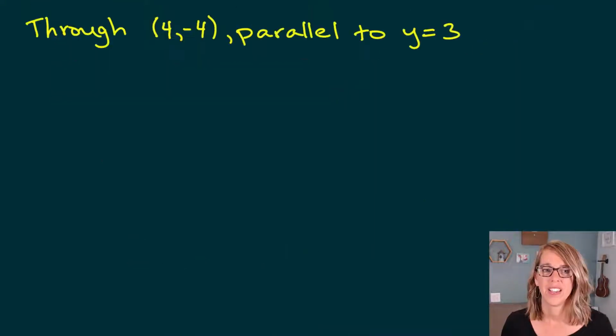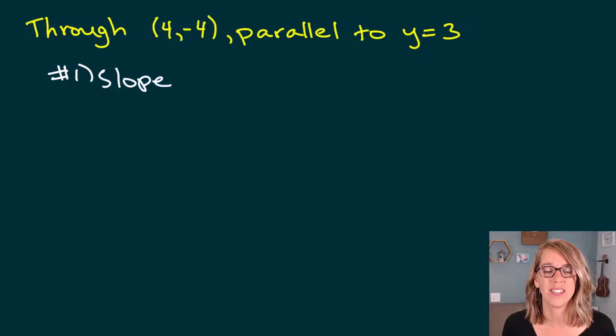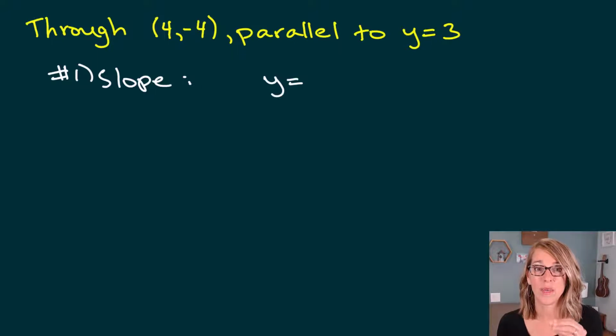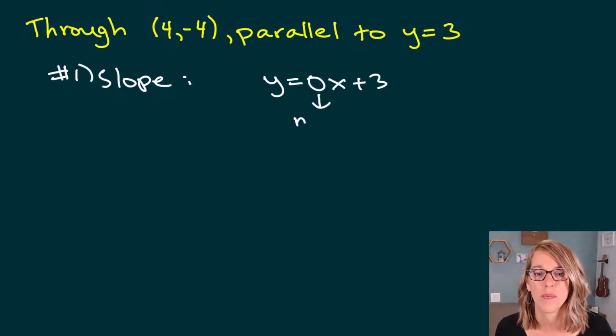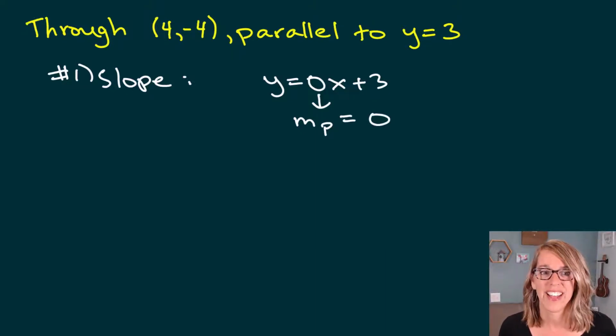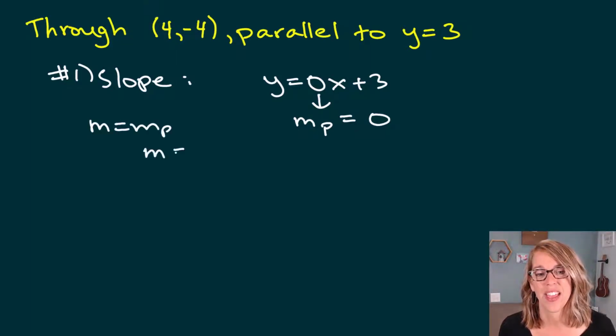Let's do another one. In this next one, we need our line to go through 4, negative 4 and be parallel to y equals 3. So I'm going to go through my two-step process. The very first thing that I need is my slope. As I'm looking at this y equals 3, I want to rethink this as slope-intercept form. Well, I've got zero x's, so I can think of it as 0x plus 3. This tells me my parallel slope, m parallel, is equal to 0. Slope for parallel lines is so easy. My slope is the same as my parallel slope, so the slope that I'm looking for is equal to 0.